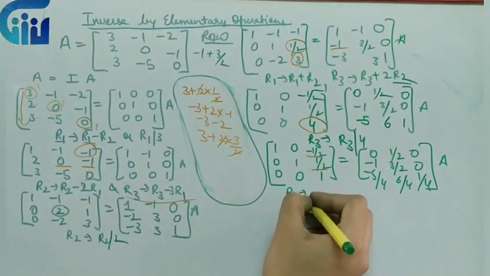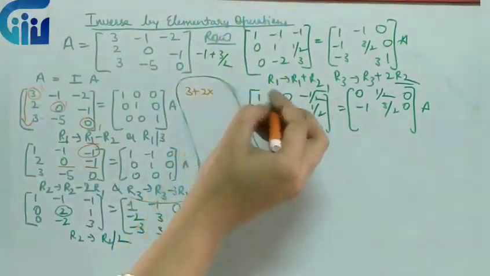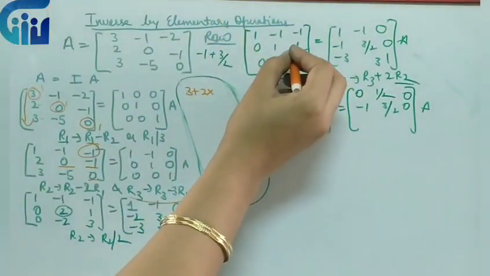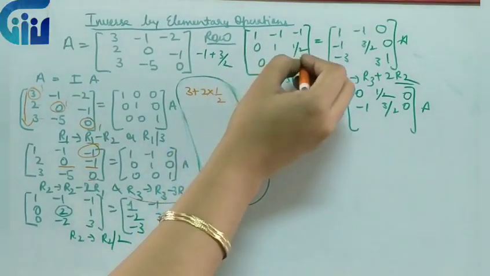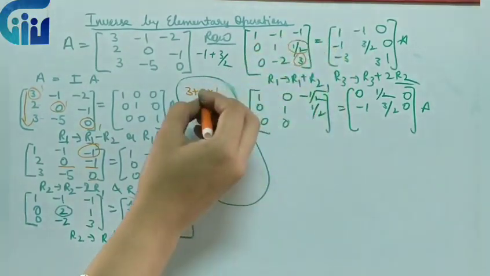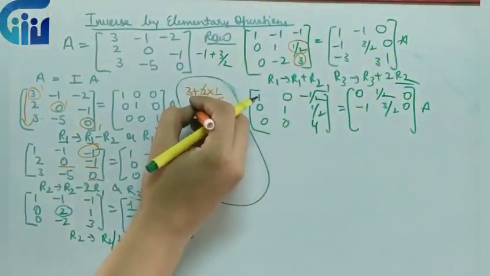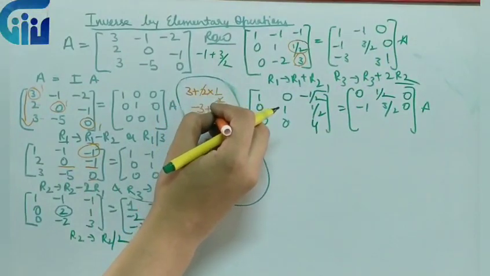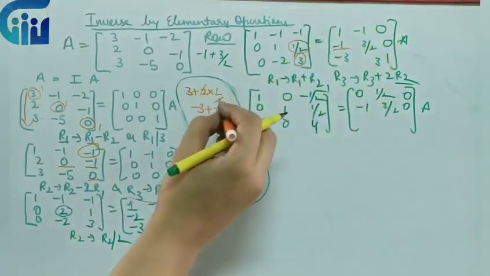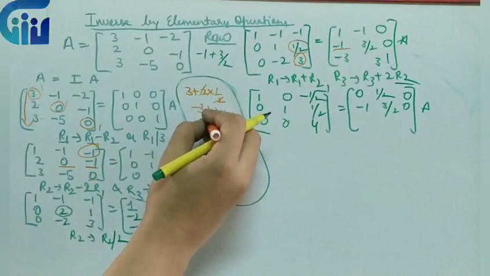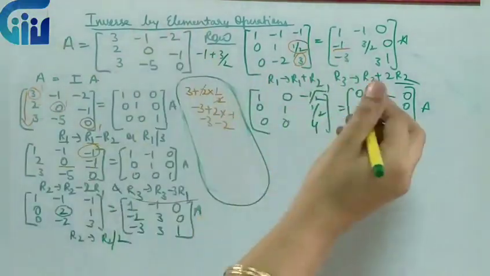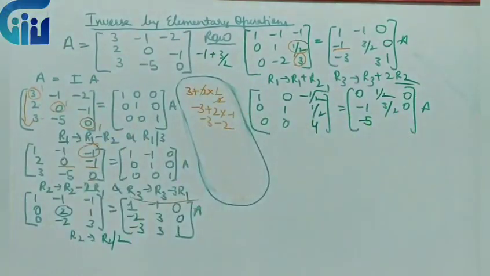So I'll write R3 such that R3 is 3 plus 2 times 1 by 2. The corresponding element for this R3 is this 1 by 2, so it will be 3 plus 1, that is 4. So I'll write 4 over here. Now let's move on to this. It is minus 3 plus 2 times the corresponding value, minus 1 into minus 1. So minus 3 minus 2 is minus 5. So I'll write minus 5 over here.